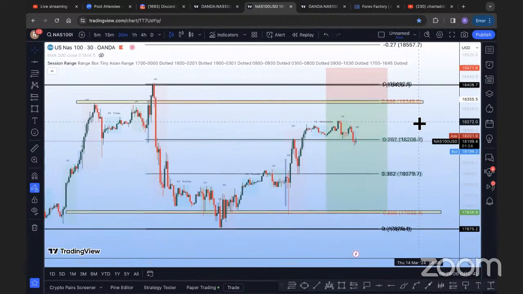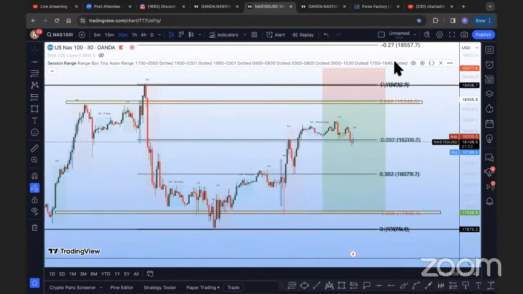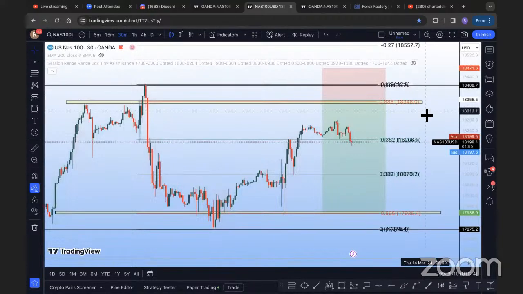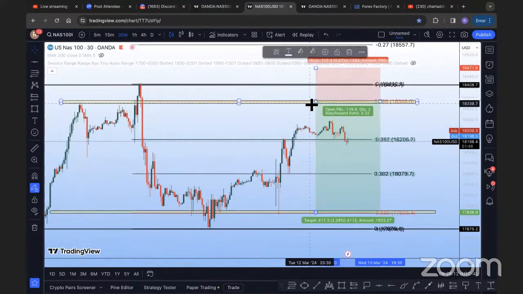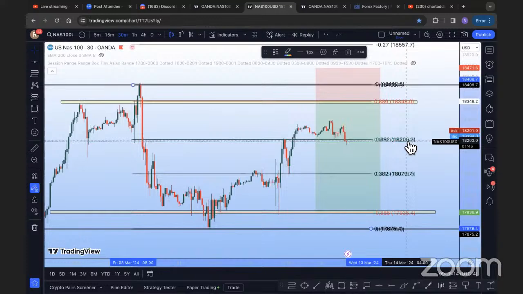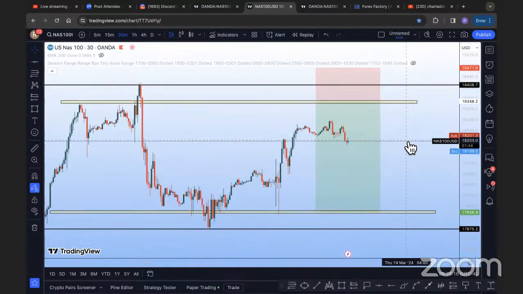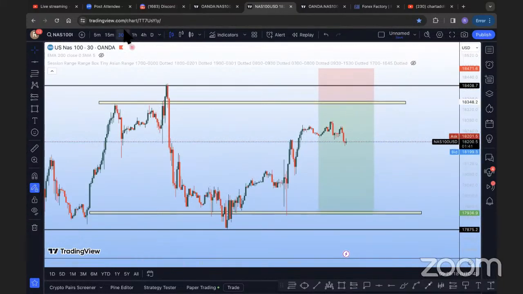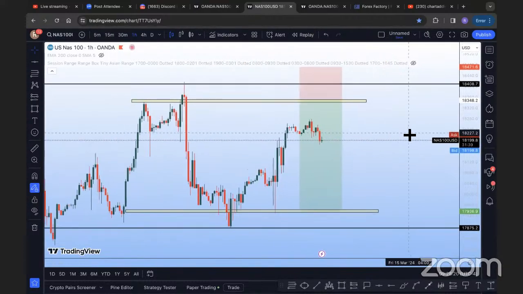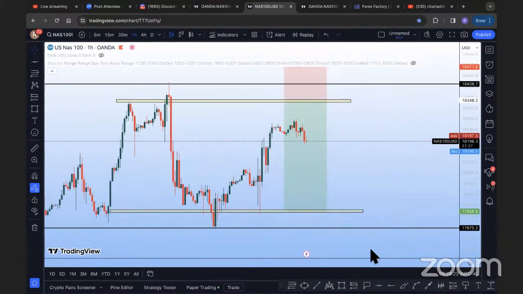Oh my God. How much cleaner can it get? Wow. Just wow. Get rid of everything. Leave the range, discount, premium, support, resistance.